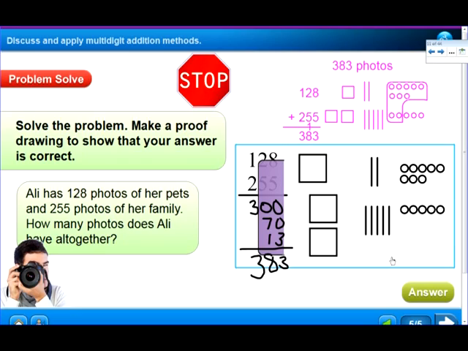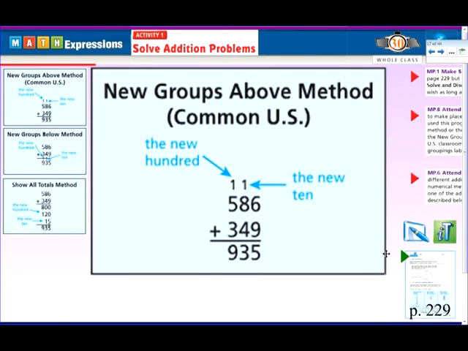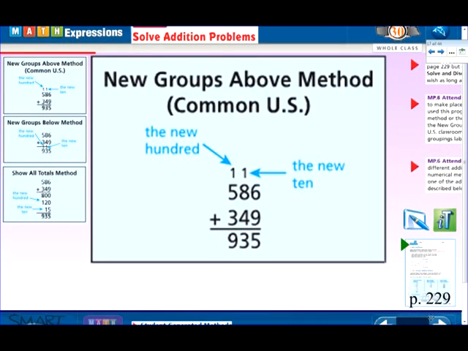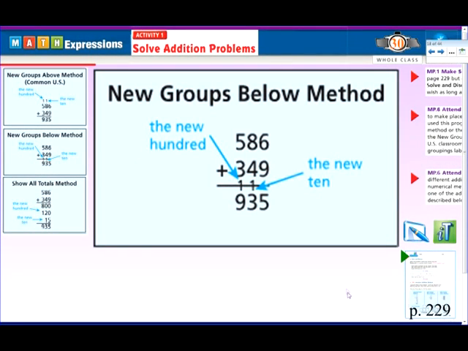Well, here we go. Let's review the 3 different methods. First of all, we have the common method where we add the extra new 10 and the new 100, and you can even add new thousands if you had to go that high. And here's the new groups below method. When you have a new 10 group, you put it above on the baseline.